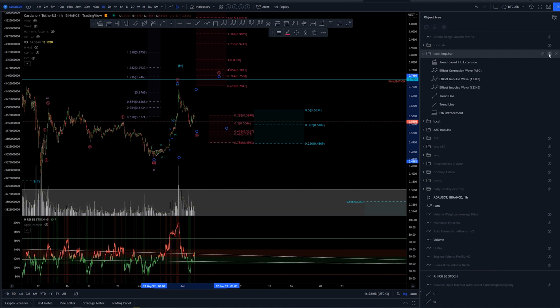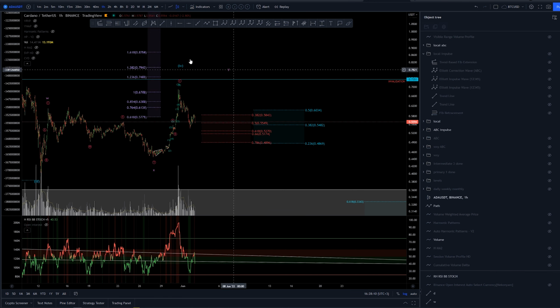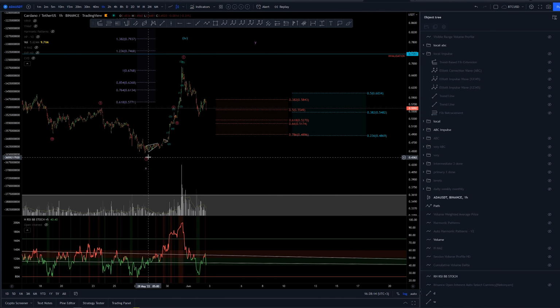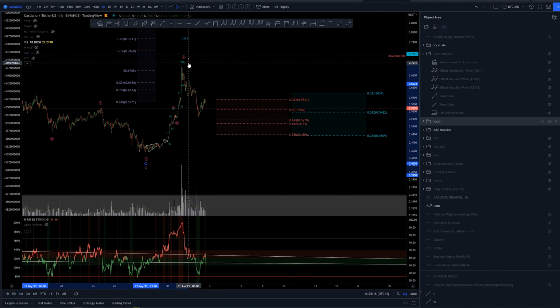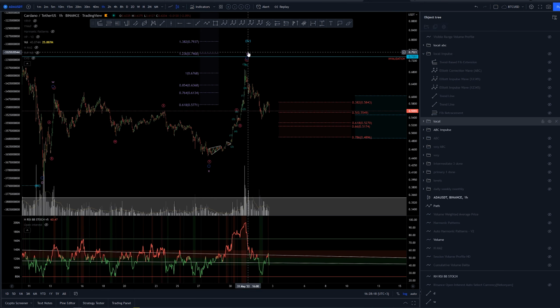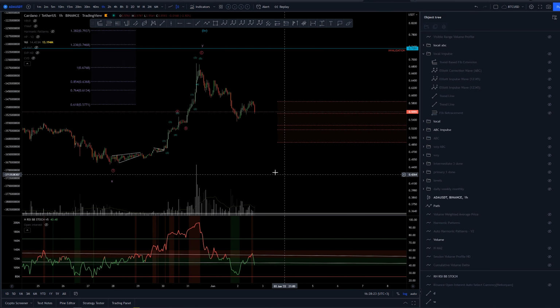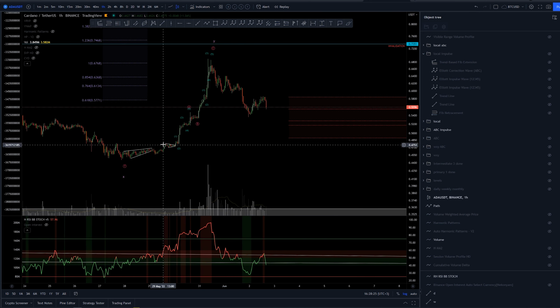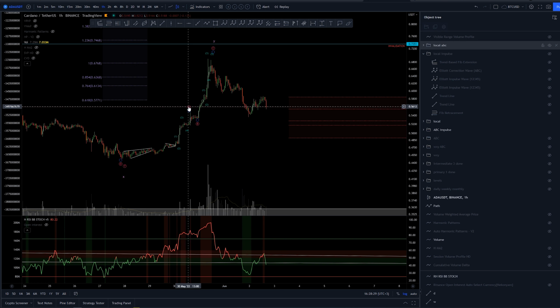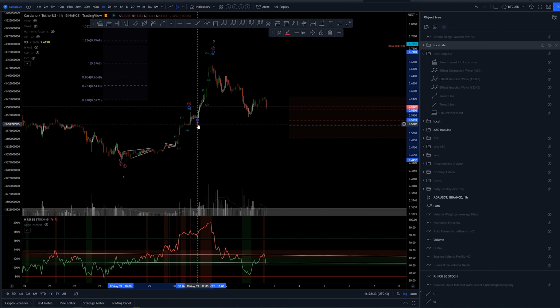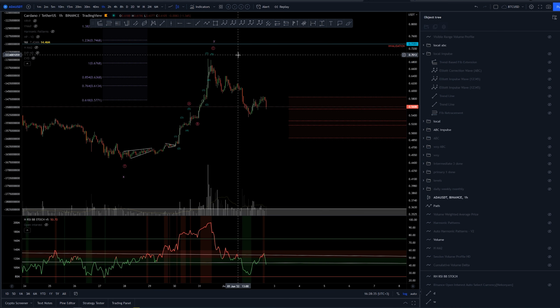The other scenario is that we actually already created the three-way structure here and ended the wave Y, ended the wave 4, and now we would be looking for downwards movement. In this case, we would have this as a 1, 2, 3, 4, 5 into wave 1, 2, 3, 4, and 5 into wave A.